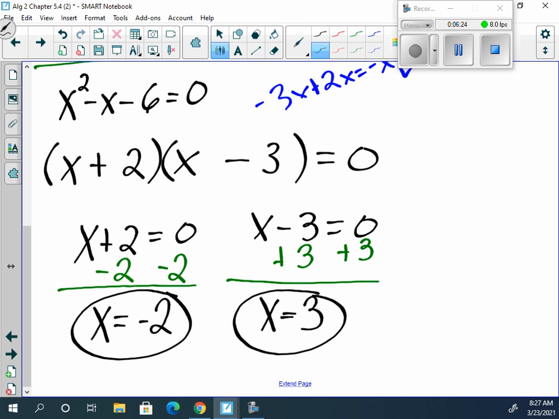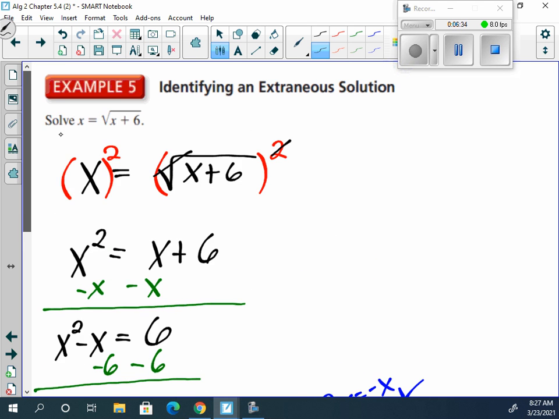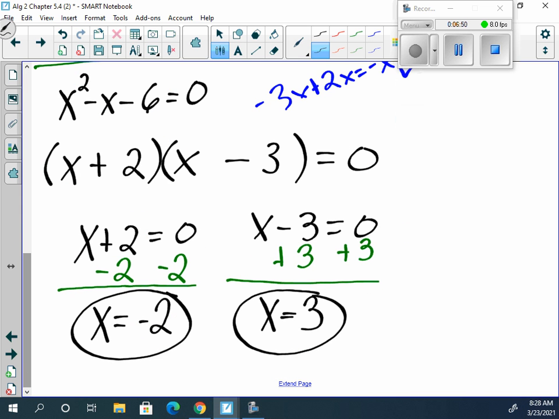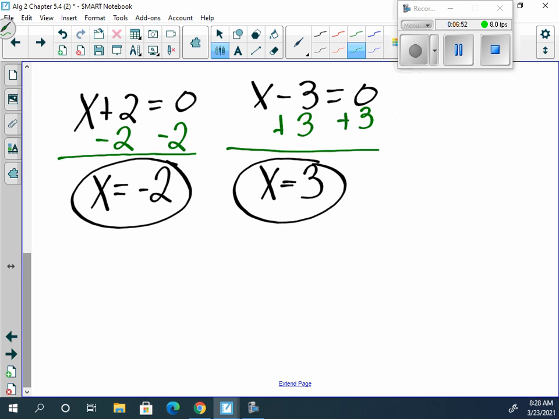Now, we're not quite done. We do need to check this whenever we have variables outside of the radical. So let's look back at the top. We have x equals the square root of x plus 6. We need to be careful. Whenever we have a variable outside and we square it, we need to be careful, because of our starting equation, x is equal to the square root of x plus 6. So what we need to do is check them to make sure they work.